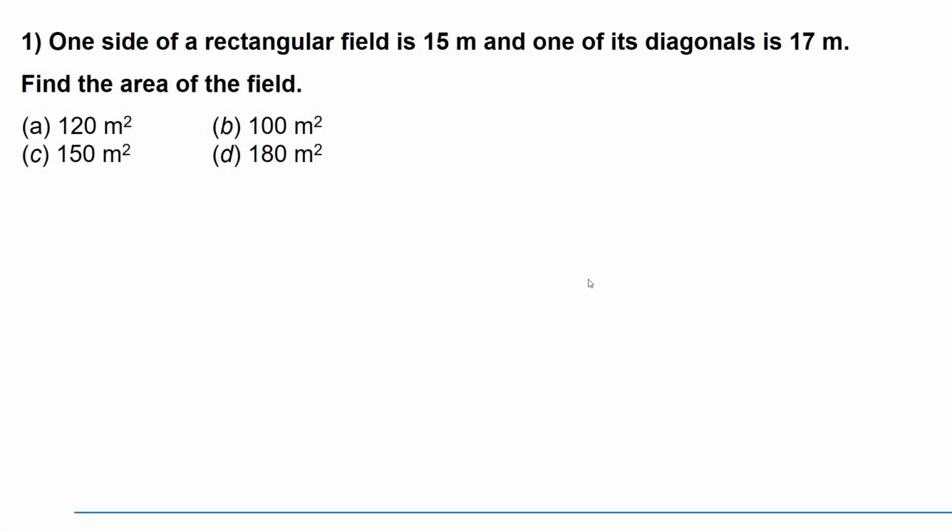One side of a rectangular field is 15 meter and one of its diagonals is 17 meter. Find the area of the field. You can pause for a while and then start to attempt yourself. I will give the solution anyway.